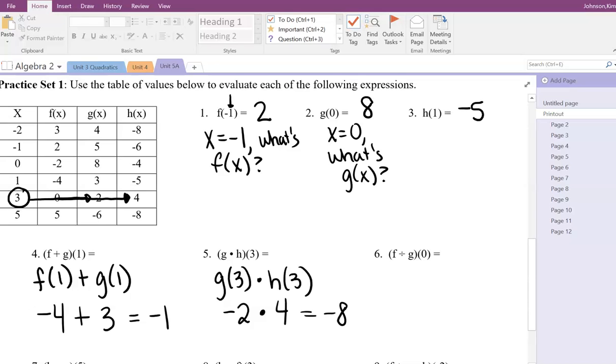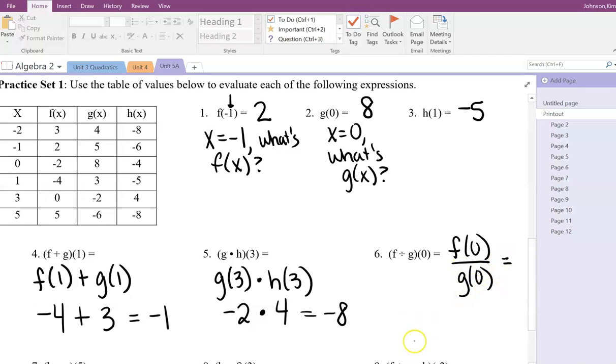And then I can do f divided by g of 0, right? So this is kind of tricky, right? Because we think, oh, wait, we can't divide by 0. But we're not dividing by 0, we're dividing by g of 0. And so we have to know first what that actually is, right? So I'm going to rewrite this as f of 0 divided by g of 0.